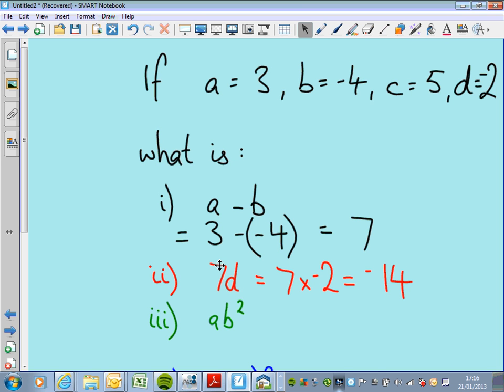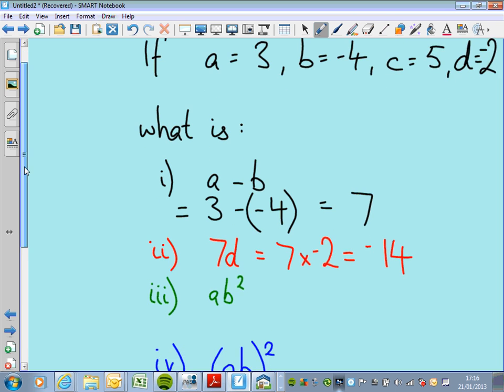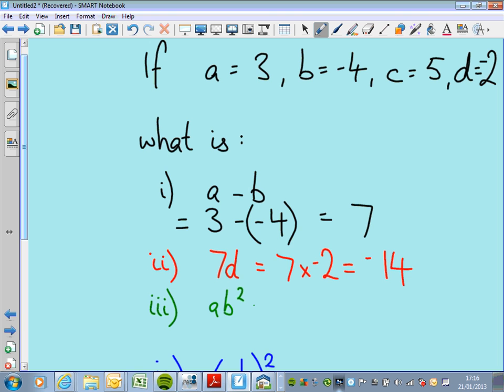Easy, isn't it? Now then, sometimes you get indices in these questions, as in question 3, AB squared. What does that mean? It means A times B squared. You should be saying BIDMAS to yourself here, because what this question means is, what is A times B squared? And the first thing you'll do is not the multiplying, it's the indices, it's the B squared.